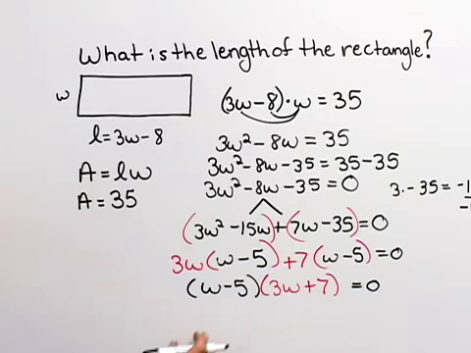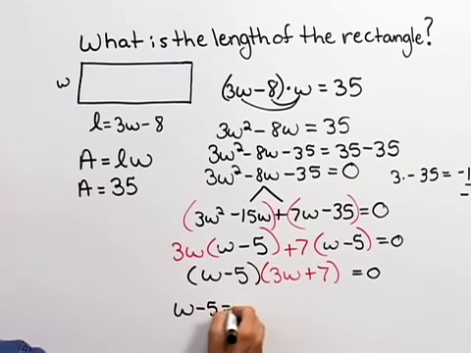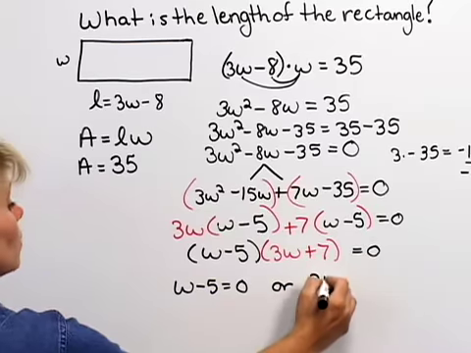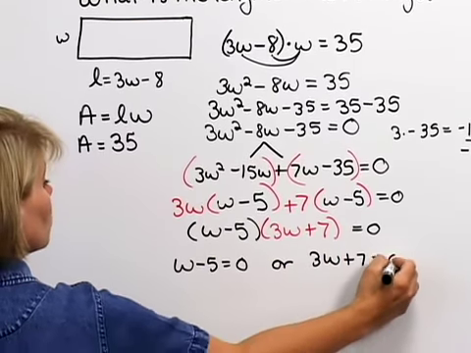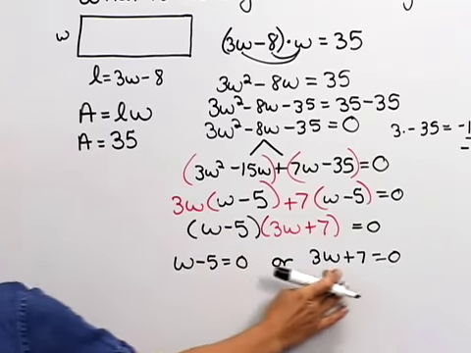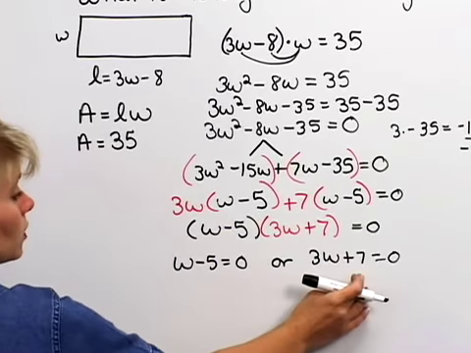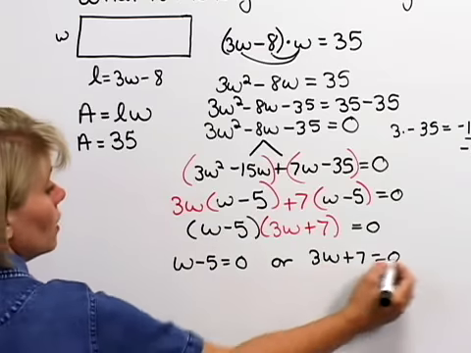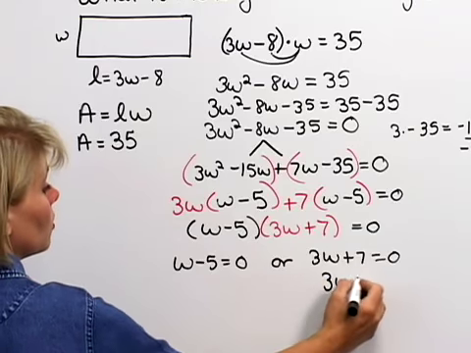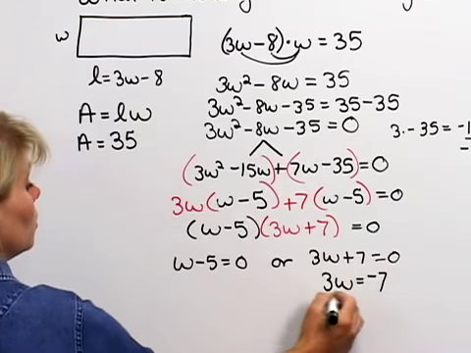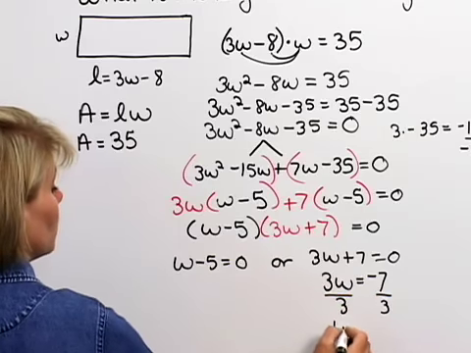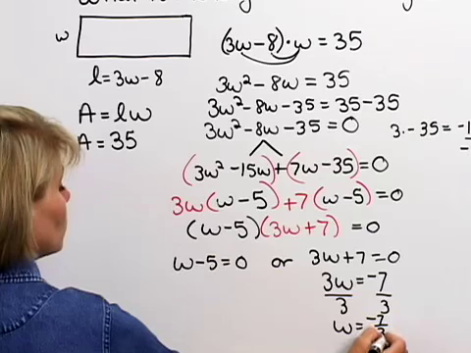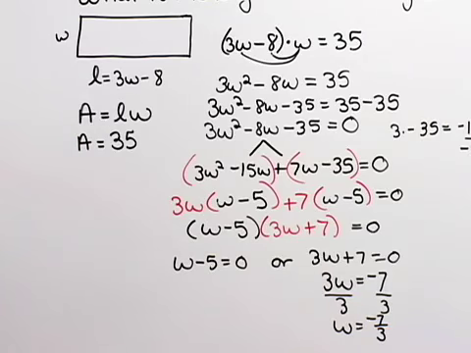Now, we can find our possible values for W by setting each of these factors equal to 0. So W minus 5 would equal 0, or 3W plus 7 would equal 0. I notice that on this second one here, if I subtract 7 from both sides, I'm going to end up with the W equaling a negative value. Subtracting 7 from both sides gives you 3W equals negative 7. And then when you divide by 3, I get W equaling negative 7/3. Well, W is a length. We can't have a negative length, so this answer is not okay.